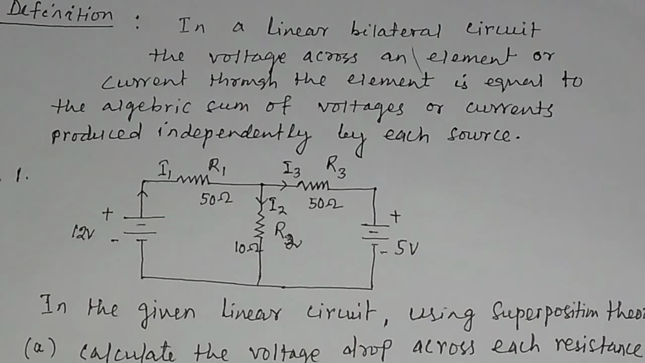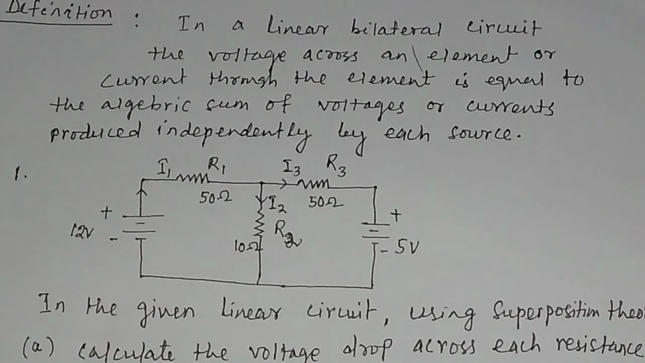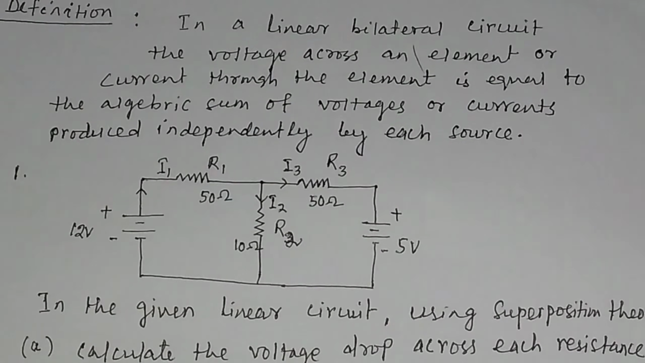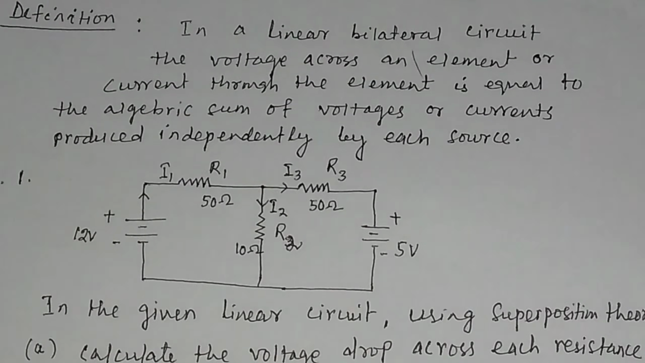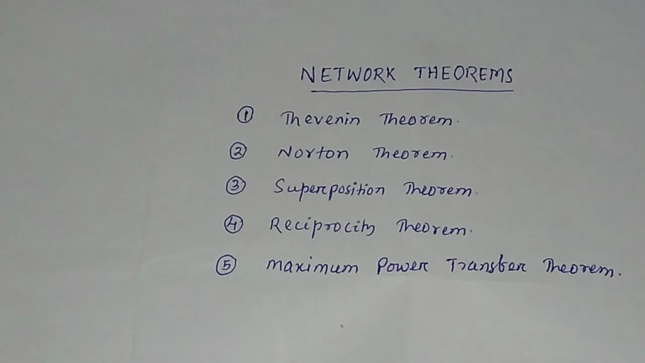So from this you can conclude that in a linear circuit, the voltage across an element or the current through the element is equal to the algebraic sum of voltages or currents produced independently by each source. So this is the very important theorem called the superposition theorem, and in the next video we will discuss the reciprocity theorem and the maximum power transfer theorem. Thank you.